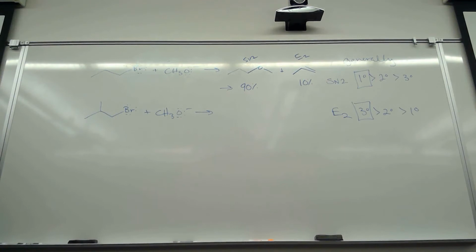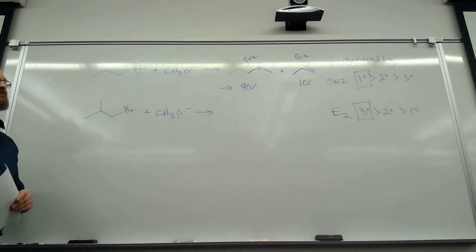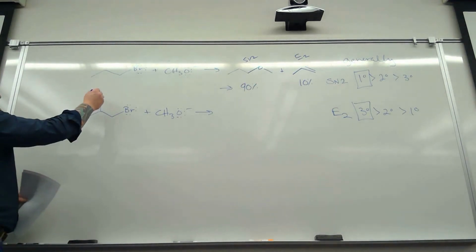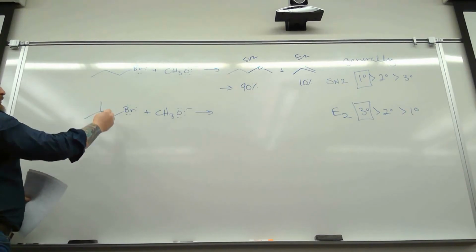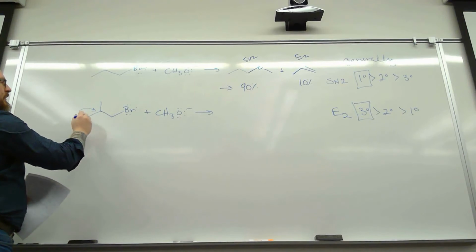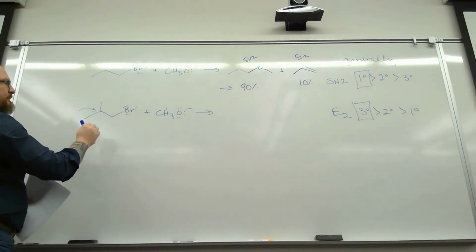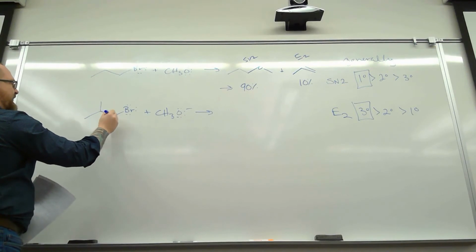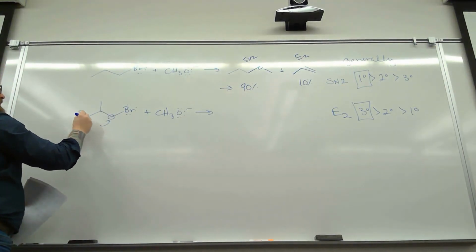What about this one? Still primary. E2. Why? Sterically hindered. It's not the base that's bulky. We have this bulky group over here. So to get rid of this bond, we have to do an attack here. Oh, sorry, we have to access this zone, and we've got these methyls.